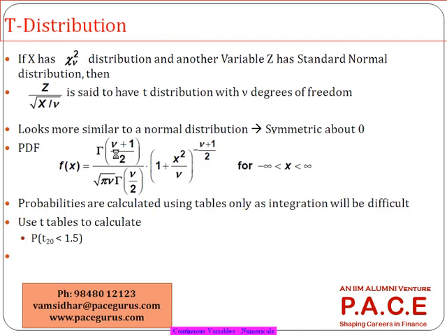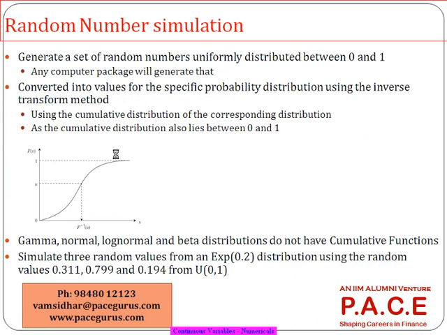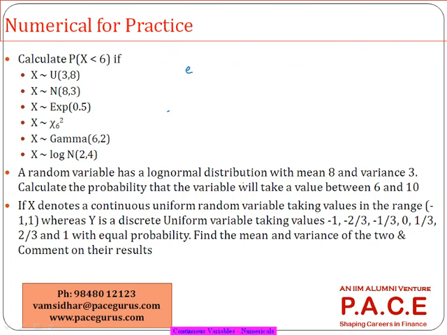So let's solve this numerical one, which will give clarity on the whole stuff. A random variable is log normal with a mean 8. E power mu plus half sigma squared is equal to 8. And variance is 3, which is nothing but e power 2 mu plus sigma squared into e power sigma squared minus 1 equal to 3.